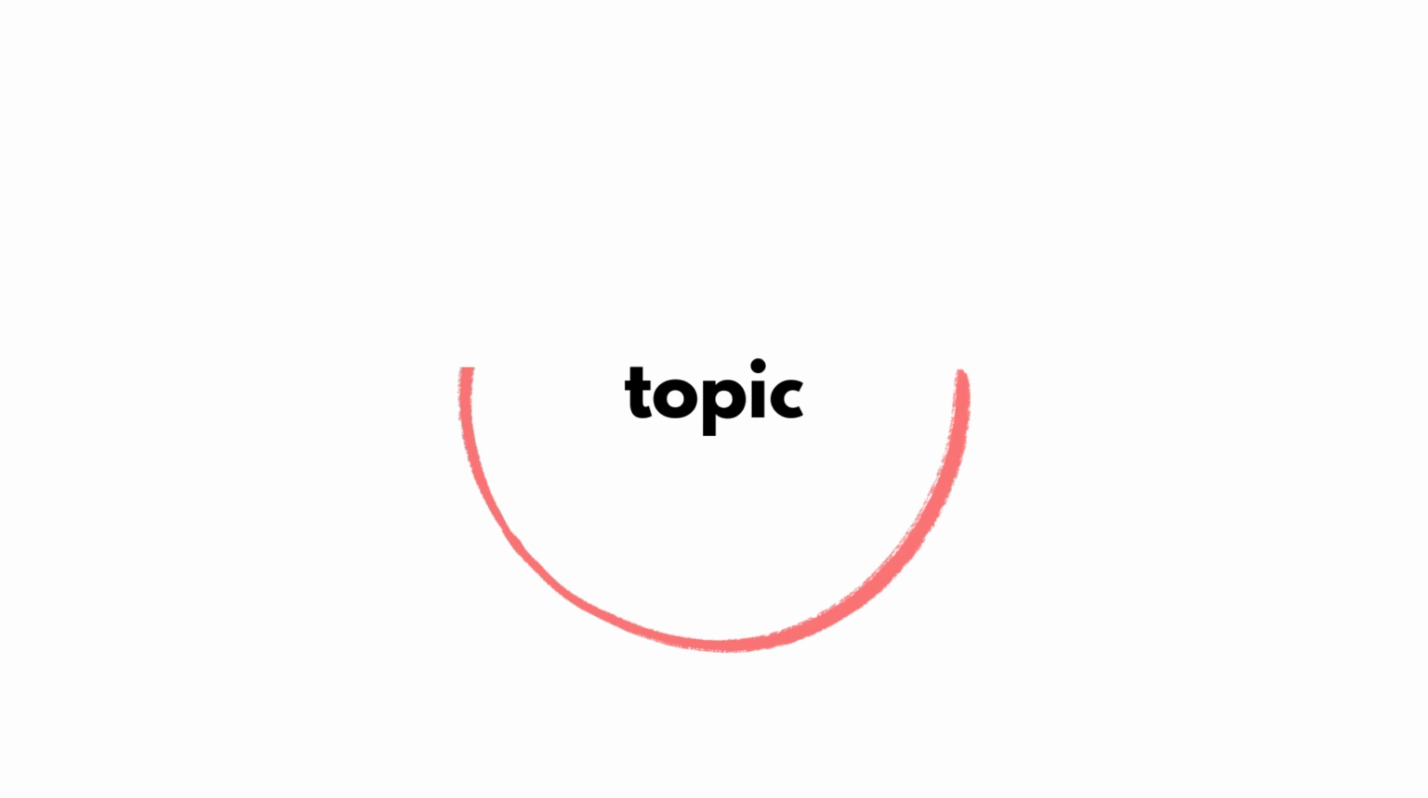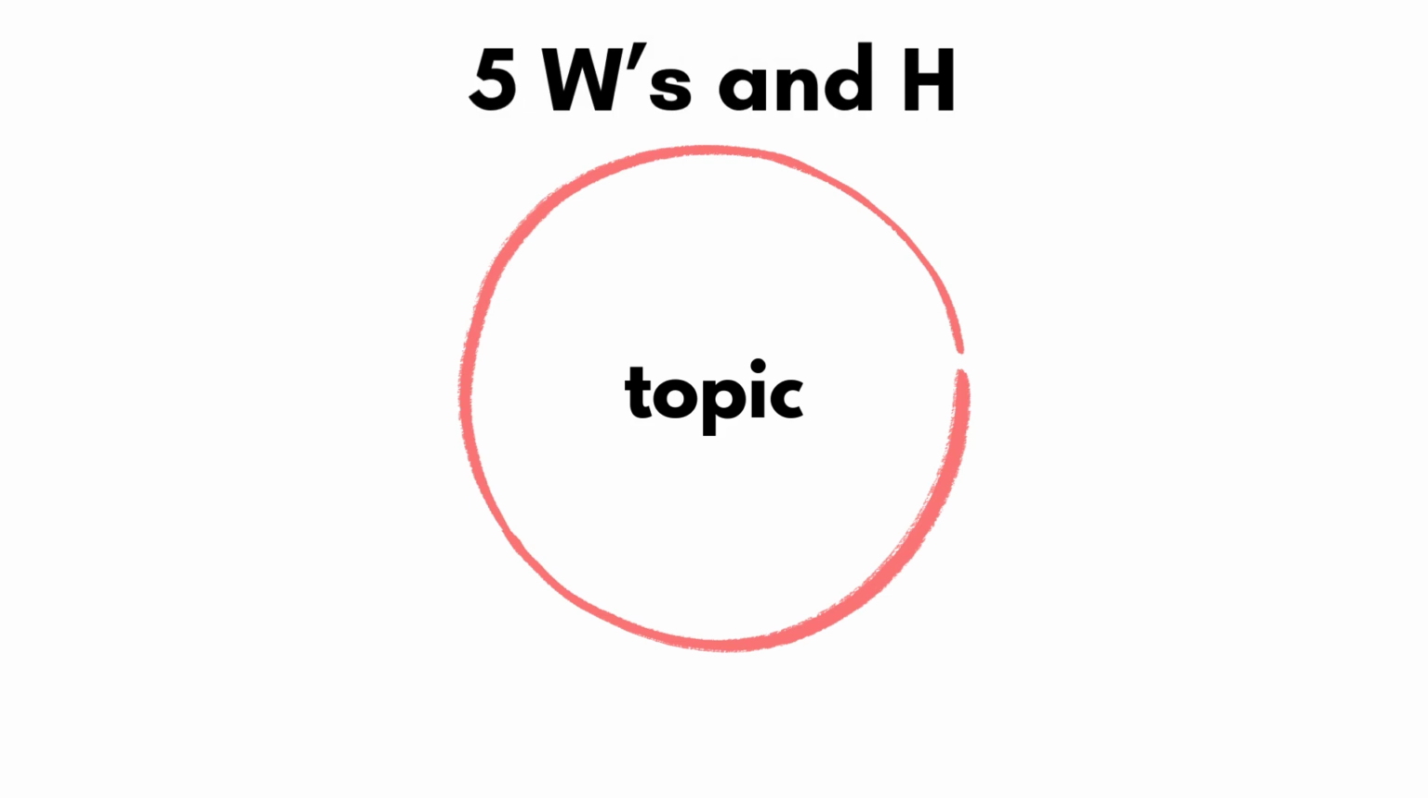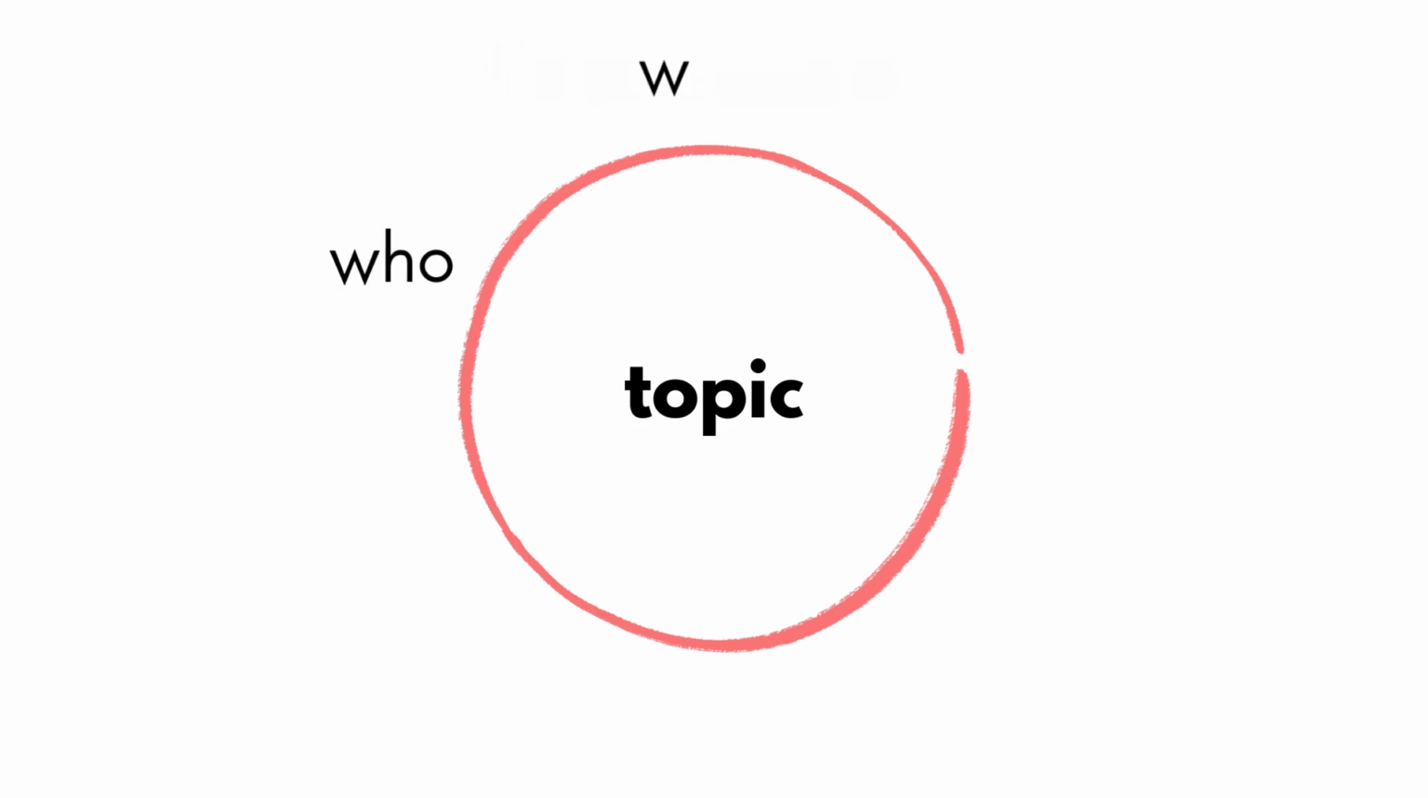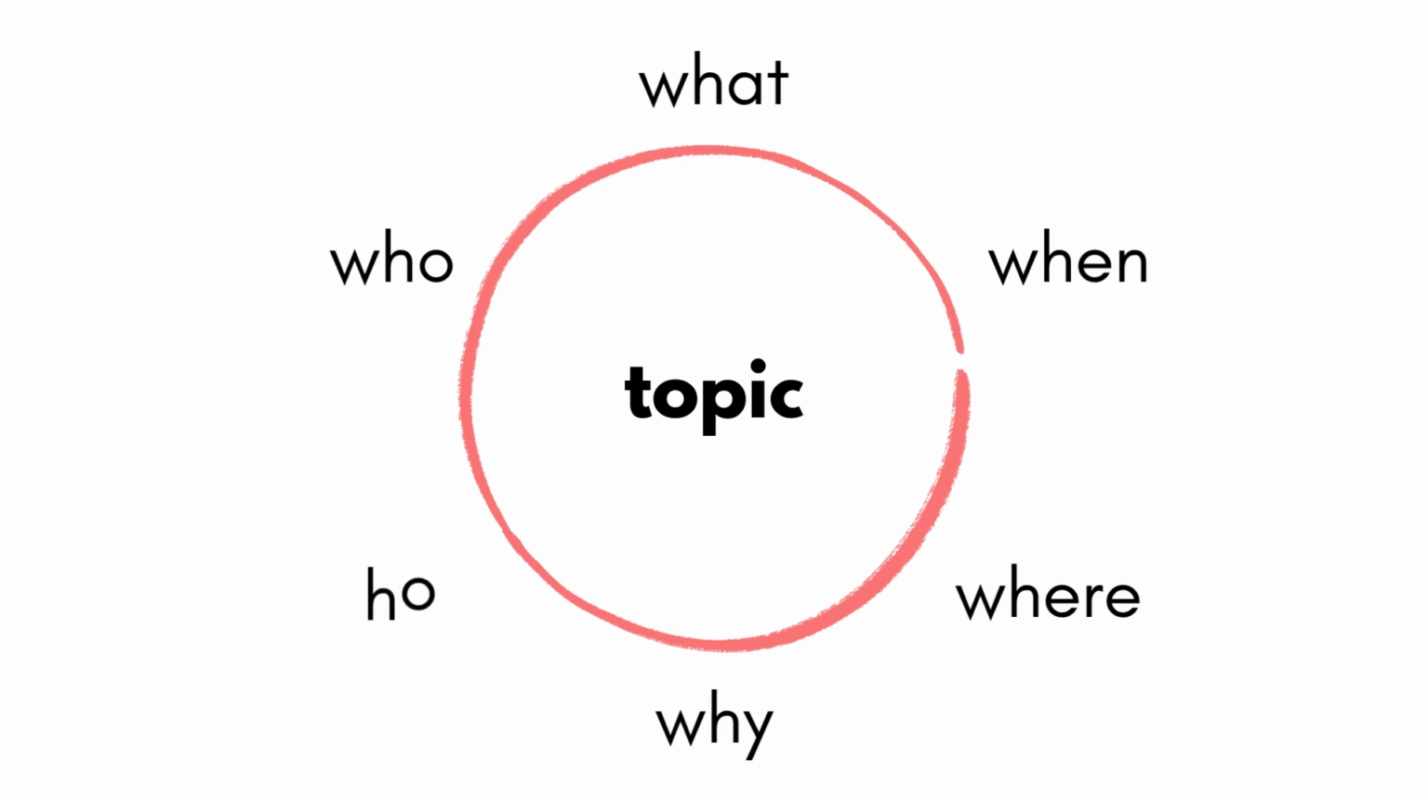When narrowing your topic, you'll want to think about different aspects surrounding it. Let's take a look at what we'll call the 5 W's and H. These stand for who, what, when, where, why, and how. Let's take a look at each of these in more detail.